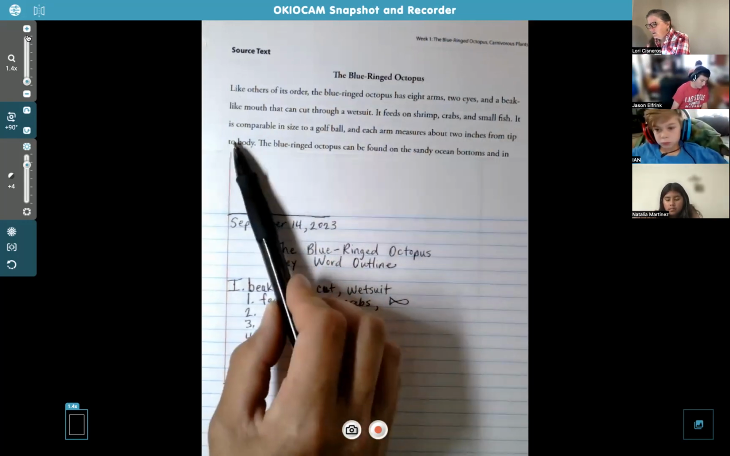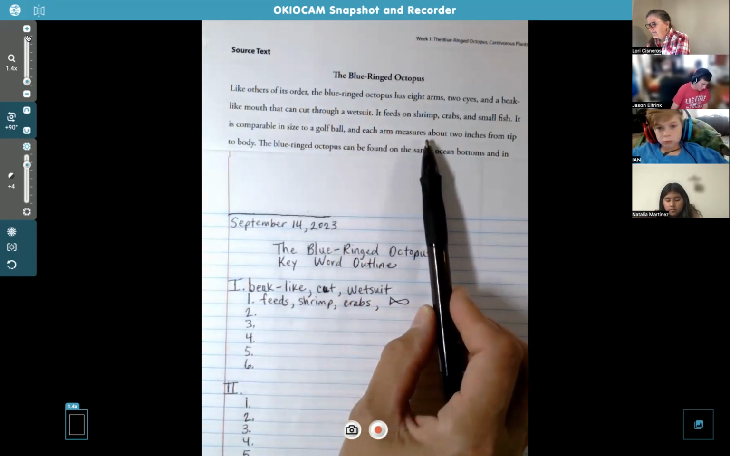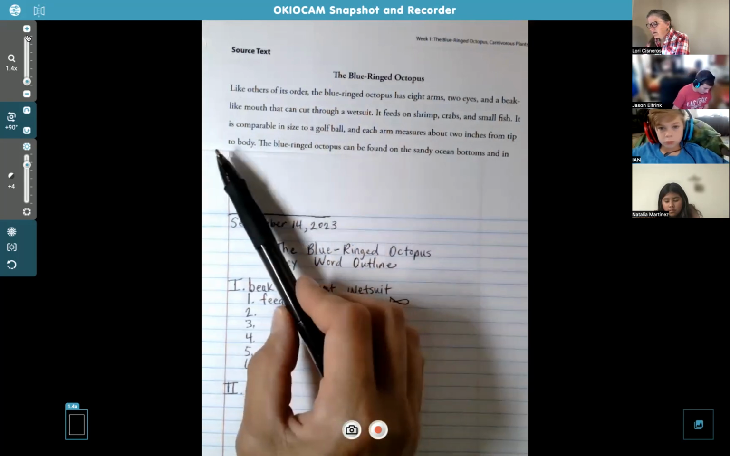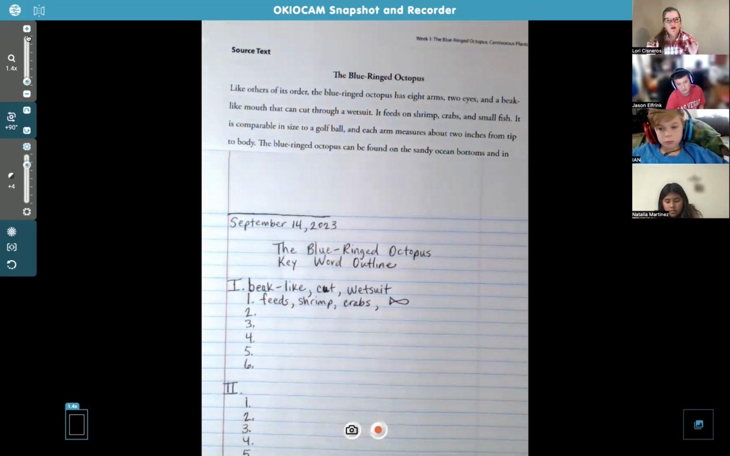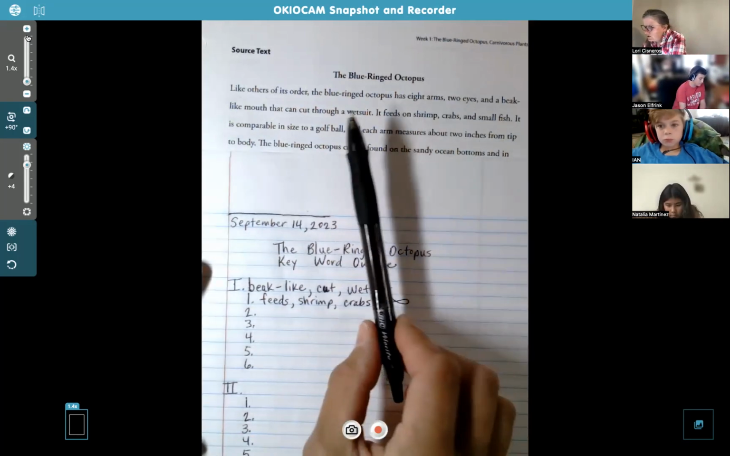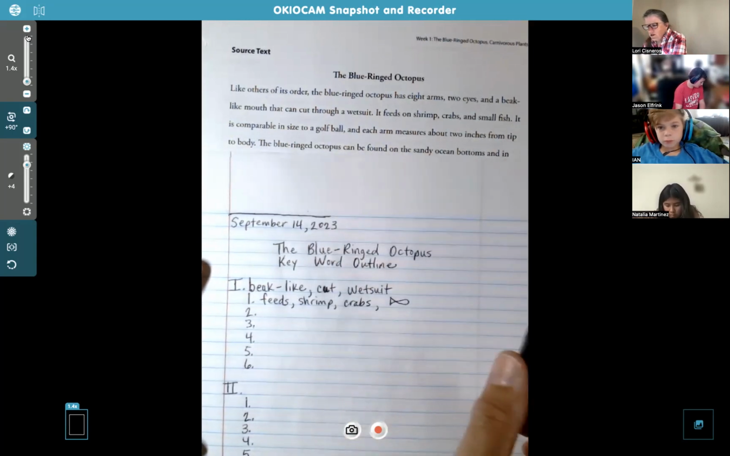It is comparable in size to a golf ball, and each arm measures about 2 inches from tip to body. Nice. Good job. So we're going to have to really work on this one. There's a lot of information that's good that we need to remember. But remember, only 3 words we can pick. So Ian, looking at that sentence there, do you see any words that you think is a key word to remember that?